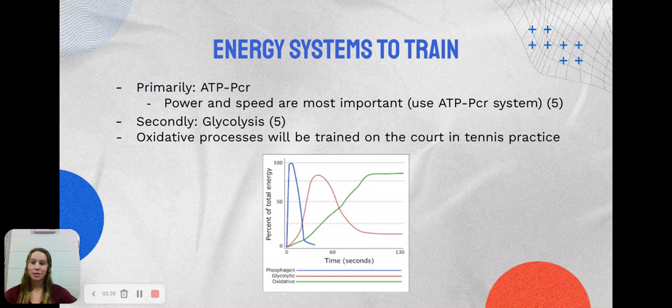As far as energy systems go, the ATP-PCR system is greatly used between games because the games consist of short, powerful motions of the serve and hitting with the forehand and backhand. And since these are very important, we can train these in the resistance training program. Secondly, glycolysis is also important, which just provides energy throughout a game, which may last for several minutes. And oxidative processes are also used in tennis players to last throughout a whole match, which may be a few hours, but this can be trained through conditioning in tennis practice versus in the weight room.